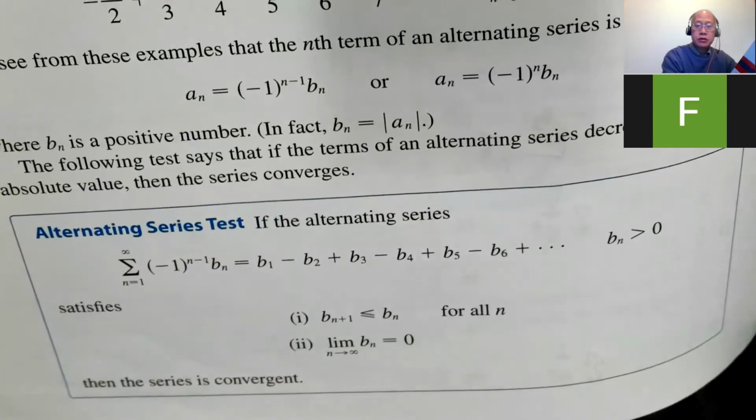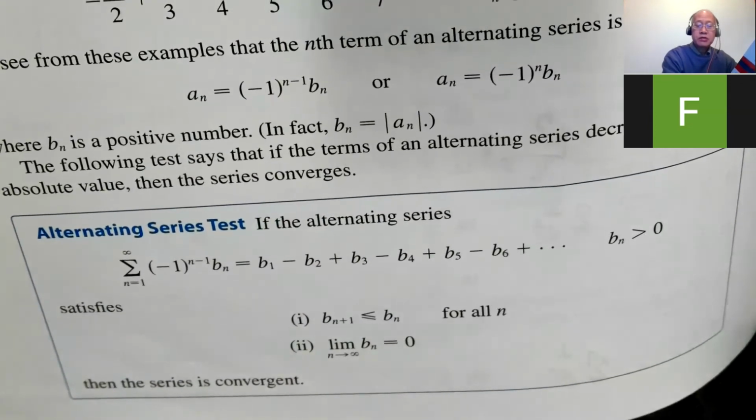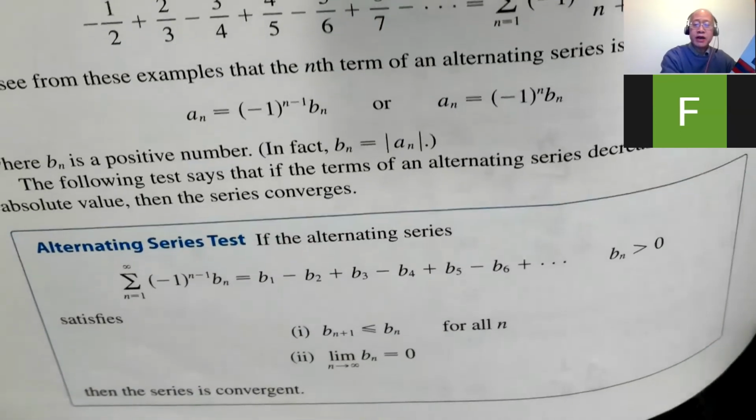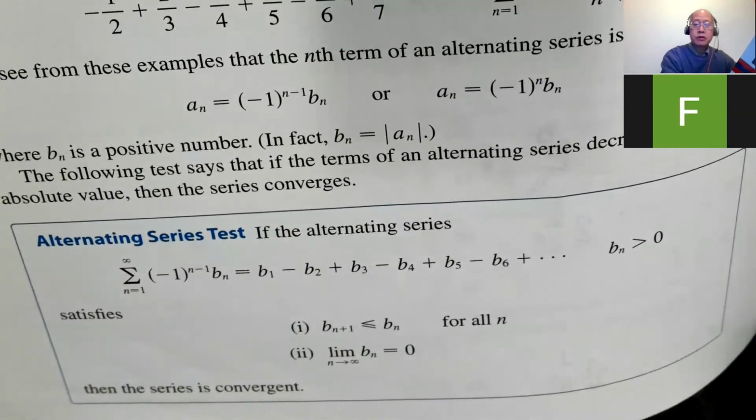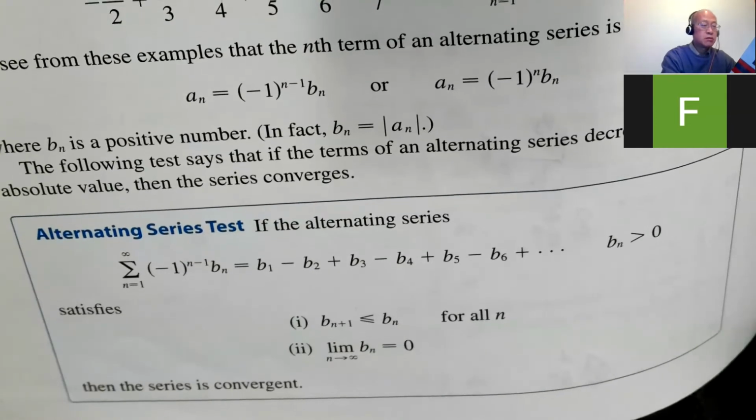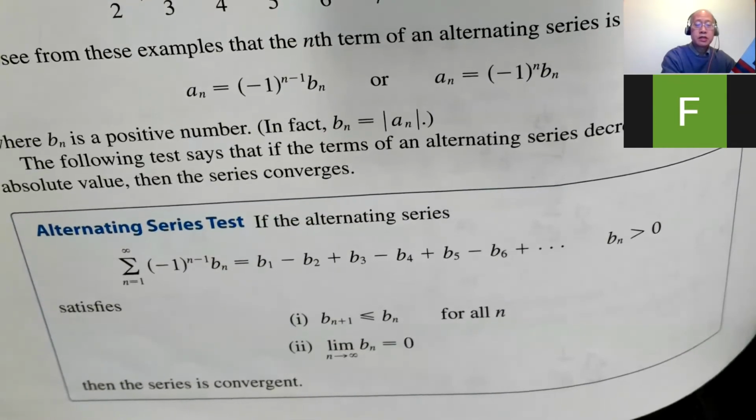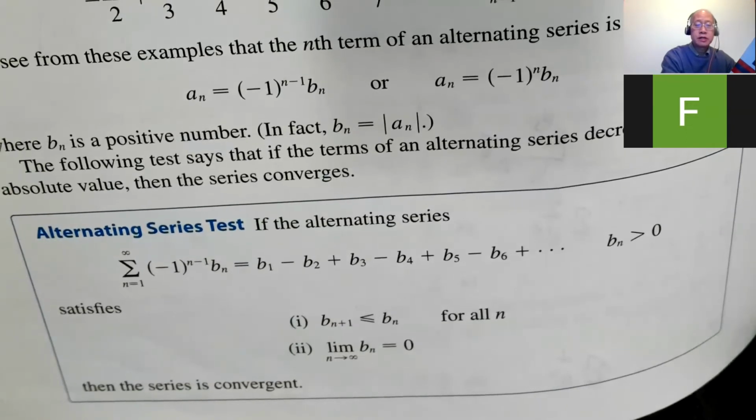And then what else has to be true? B sub n plus 1 less than or equal to B sub n for all n. That means the terms get smaller in absolute value. You get smaller and smaller, and they approach 0. Then the series is convergent by the alternating series test.